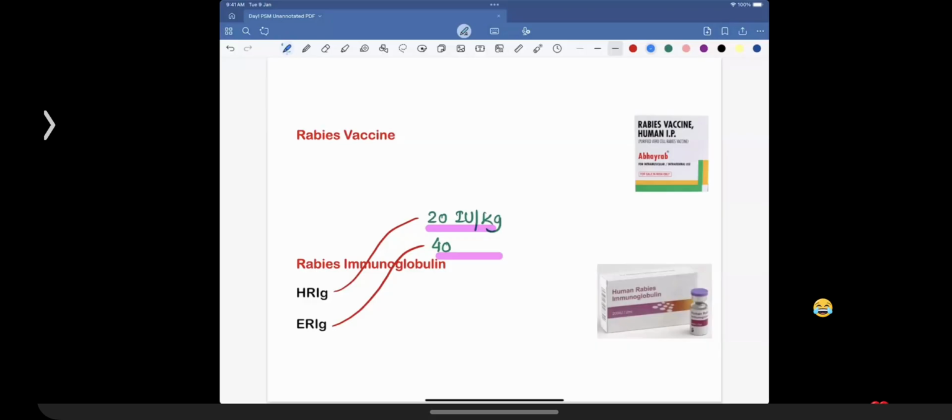Can you tell me for wound management, which of them is correct? 1: Wash with soap and water for minimum 5 to 10 minutes. 2: Use local antiseptics. 3: Suture to close the wound. Which of them is correct? 1 only, 2 only, 3 only, 1 and 2, 2 and 3. Which is correct?